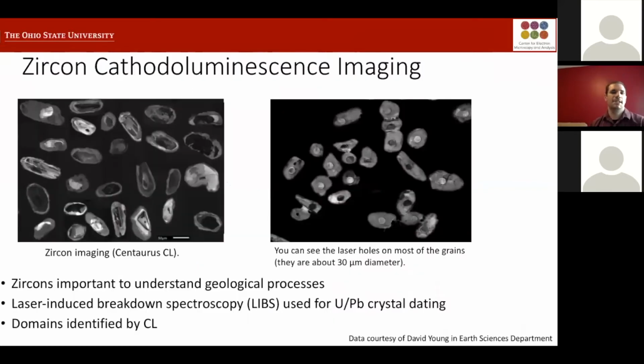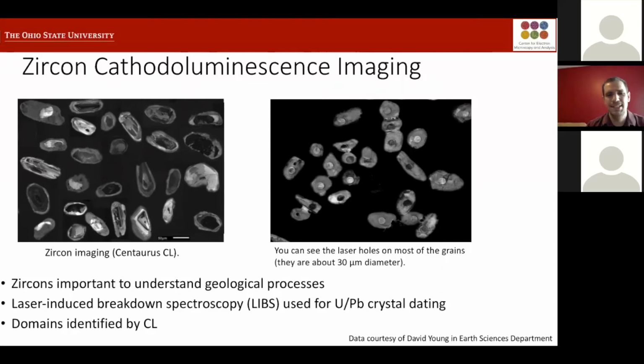So the second one I want to look at here was another geological sample that we were looking at. This data is from David Young in Earth Sciences again. And what he's interested in looking at was zircons. Zircons are very often found in geological materials, and they can give you an idea of the geochronology of your sample.